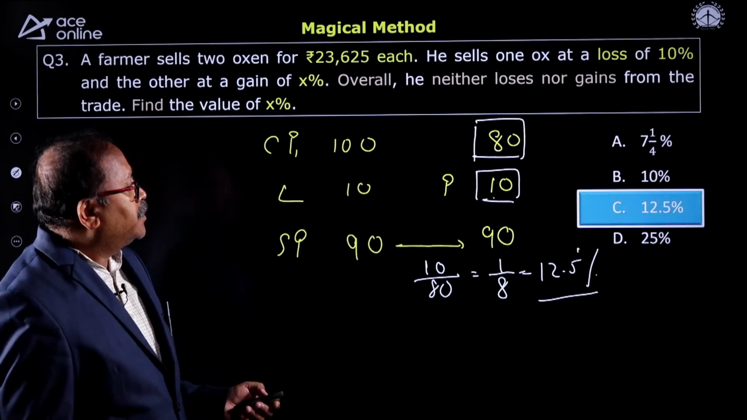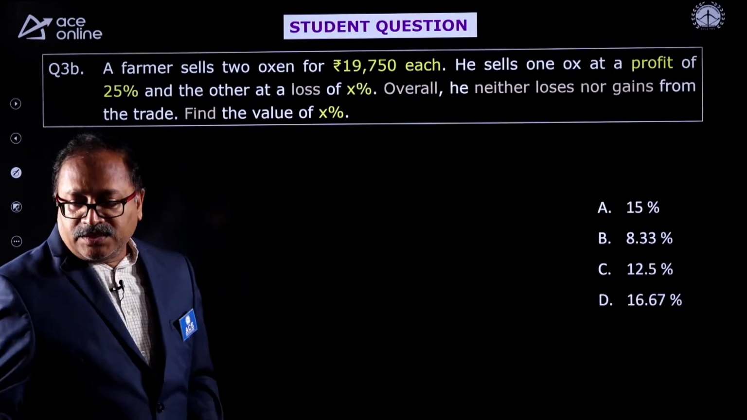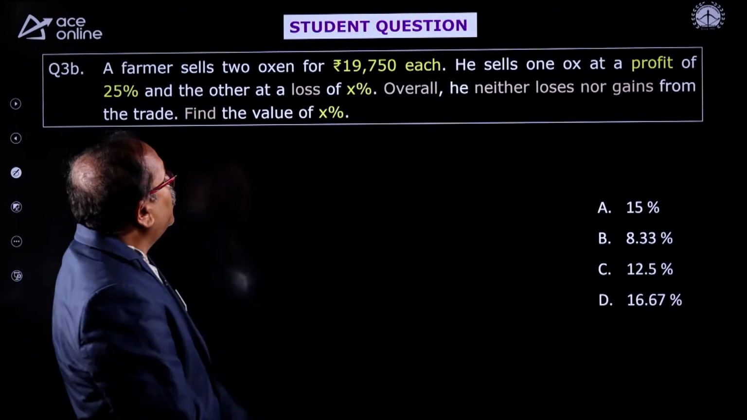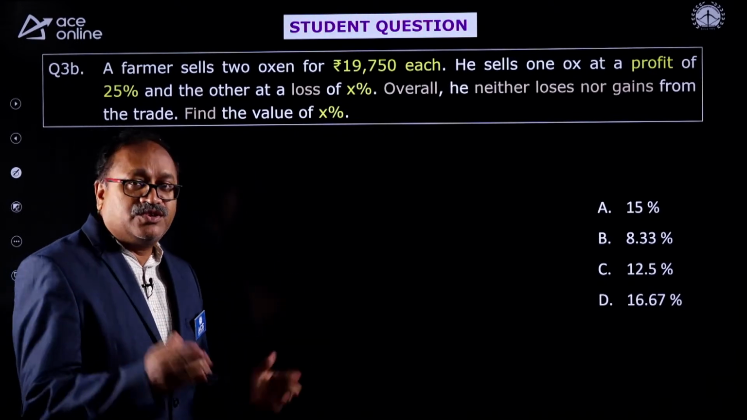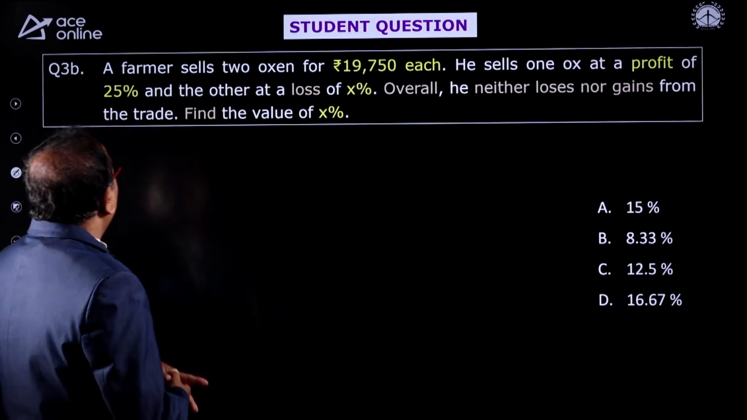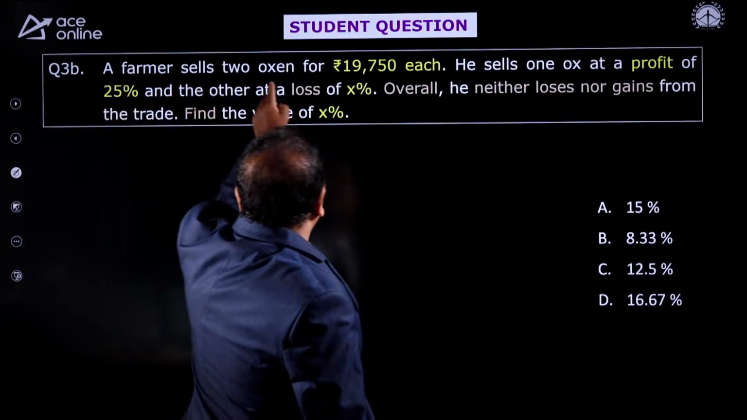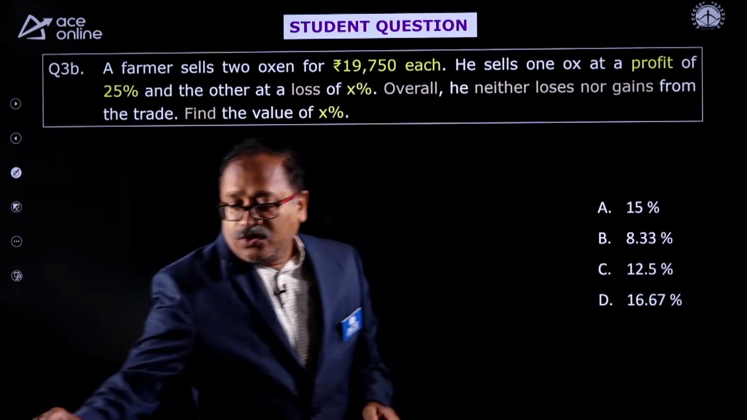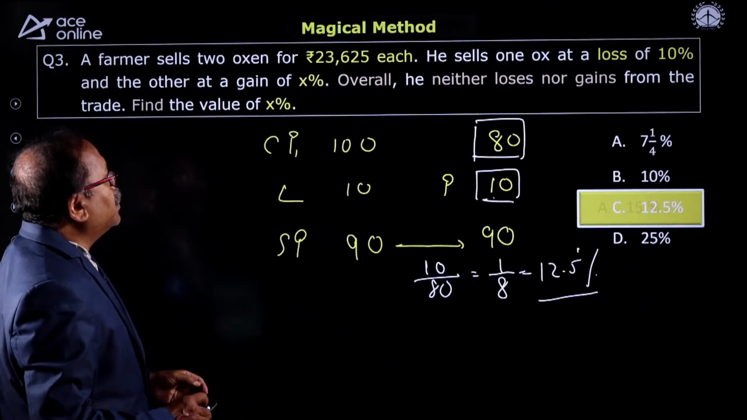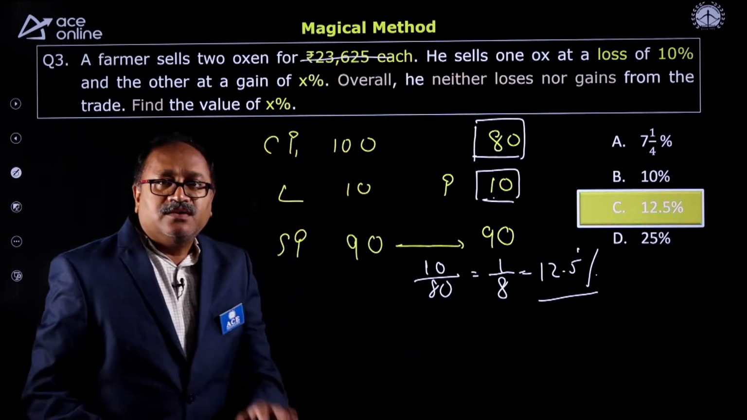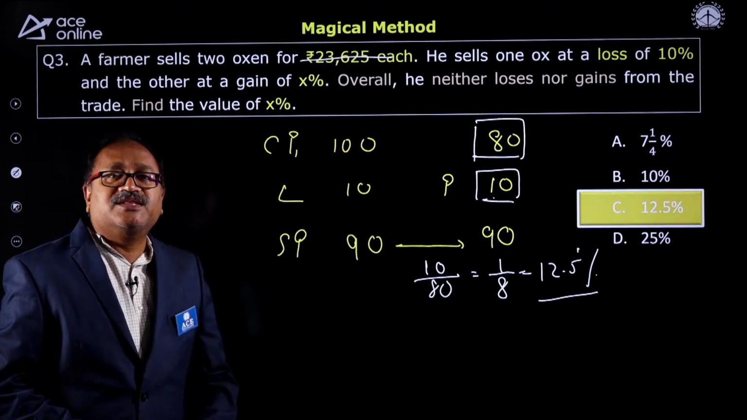It's here. Answer this question, my young friends. Today you are a student, tomorrow you will be an officer in the bank or somewhere else. A farmer sells 2 oxen for rupees 19,750. You know that in this method we have nothing to do with the price here.